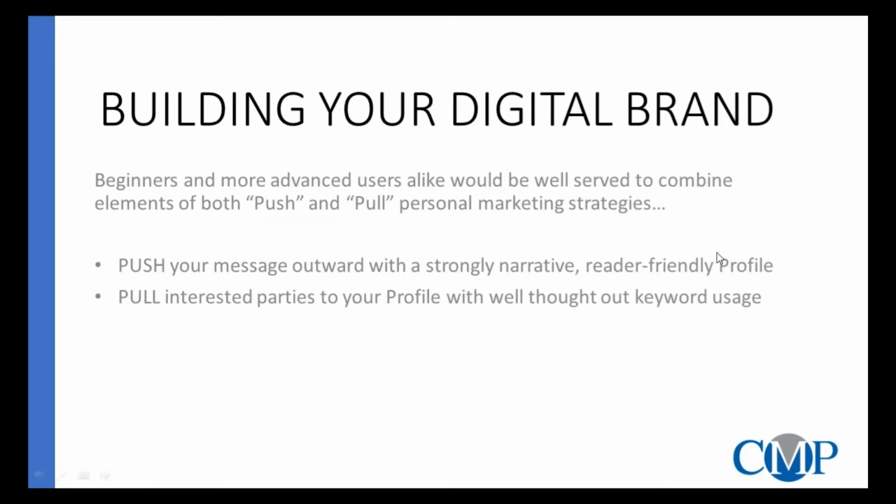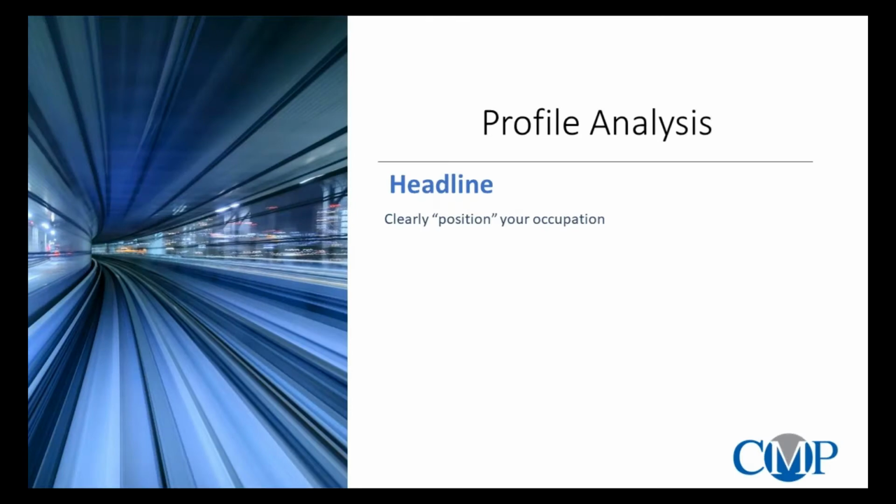Pull marketing strategy, on the other hand, is if you're interested in pulling people to your profile with well-thought-out keyword usage. You've probably heard the terminology of search engine optimization, SEO, which is basically the duplication of your keywords that people are using in searches to find people like yourself. Your headline is the first place that the algorithm looks at. This headline follows you around everywhere you go in LinkedIn. So to really optimize its utility, you'll want to clearly position your occupation in your headline.